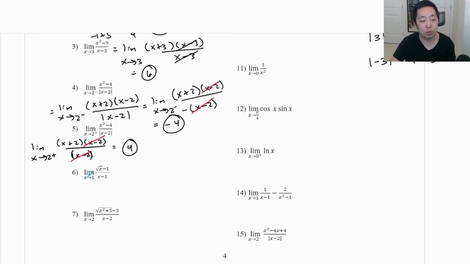Limit as x approaches 1. I plug in 1 here. 1 minus 1 is 0 over 0. It's going to be 0 over 0, right? So I have to do some algebra. But I can't just factor or cancel because it's a square root.